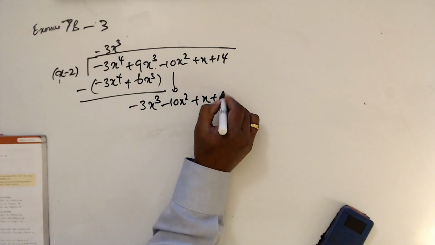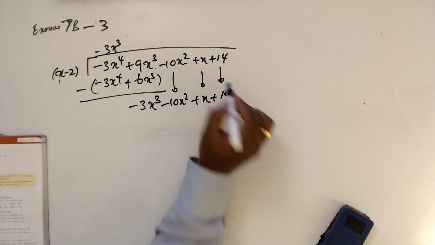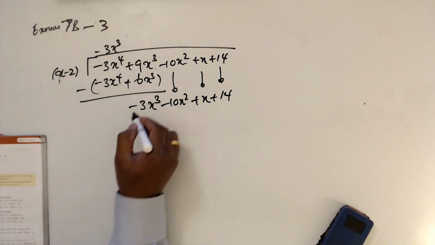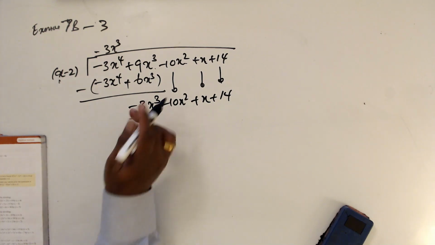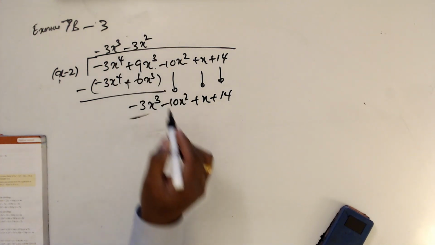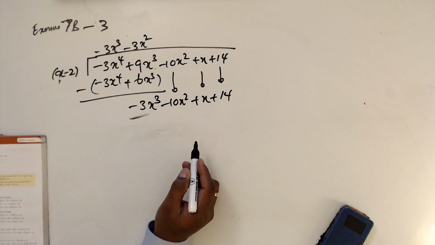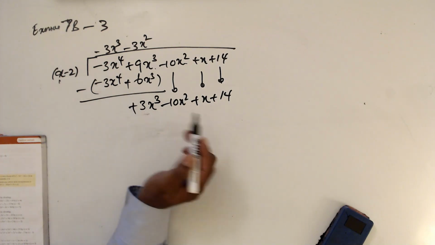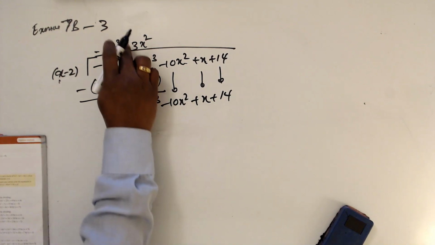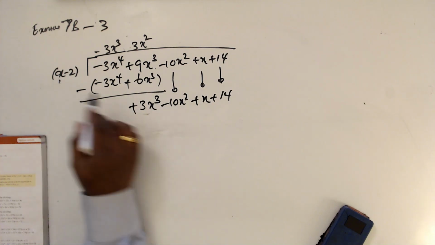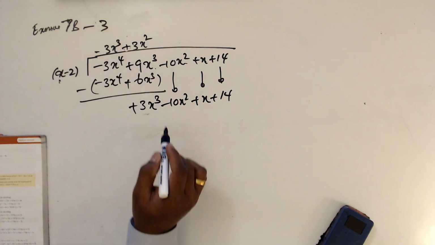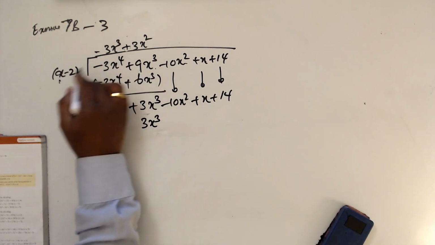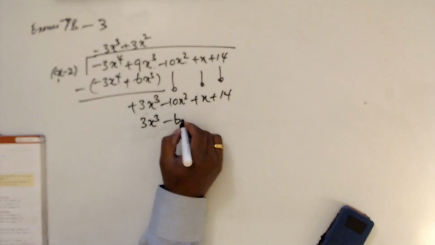plus x plus 14. How many x go into 3x cubed? Sorry, that's an error. 9 minus 6 is plus 3, not negative 3. So then how many x go into 3x squared? Positive 3x squared. Then 3x squared times x is 3x cubed. This is 3x squared times 2, 6x squared.